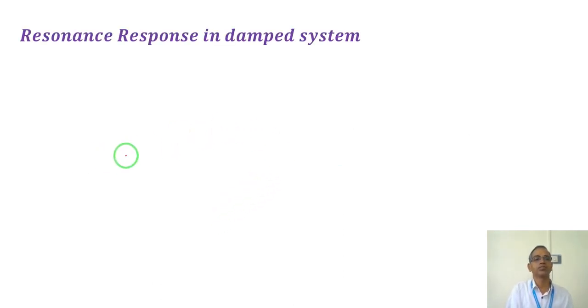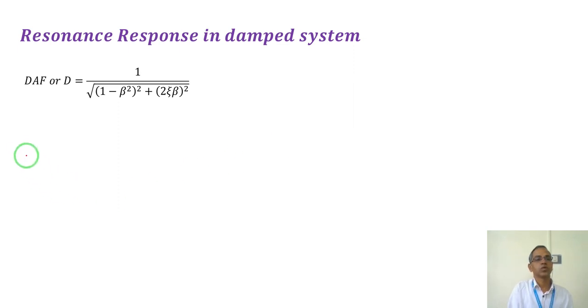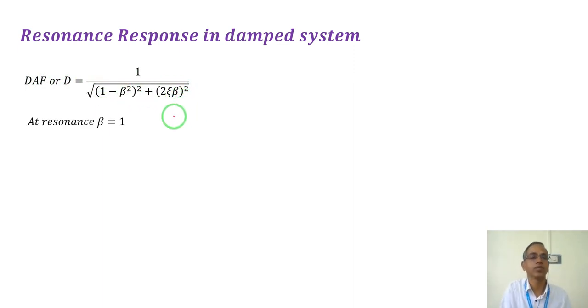So now let us look at a damped system. The response with the dynamic amplification factor, what we learned, is 1 by the square root of 1 minus beta square whole square plus 2 xi beta whole square. Then at beta equal to 1, what happens? The first term is 0, so we get 1 by 2 xi. So the maximum displacement becomes 1 by 2 xi, and the value depends upon the damping ratio we choose.